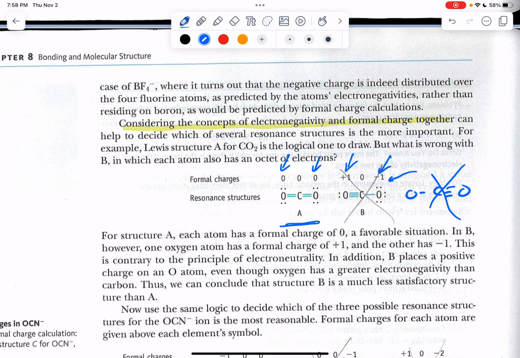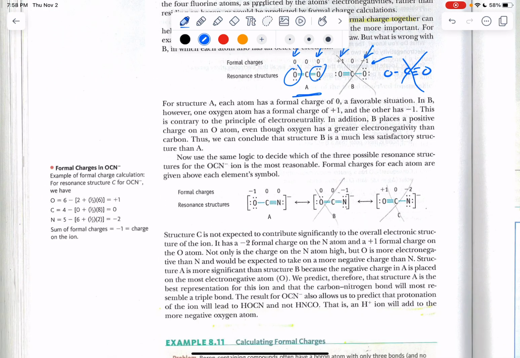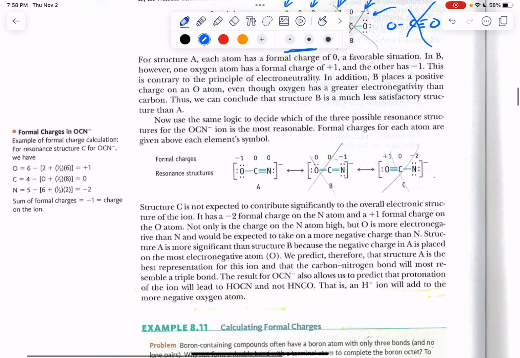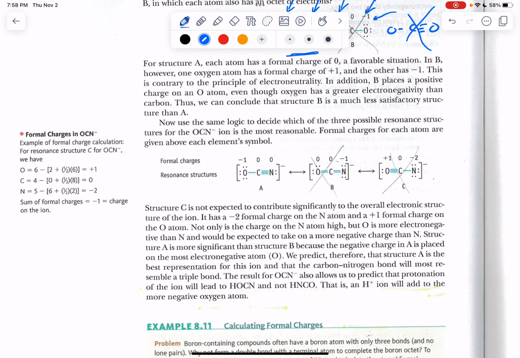And another logical reason is that this oxygen and this oxygen are the same atoms, so you would expect them to be treated, if you will, the same way by carbon. That would be a logical approach, and it's borne out by the electroneutrality principle. We can do the same thing with these three resonance structures for this particular molecule.